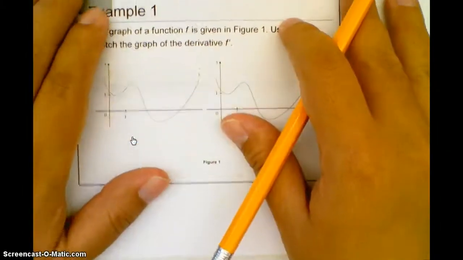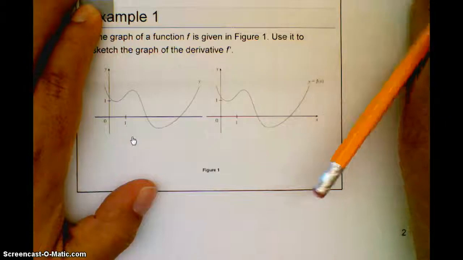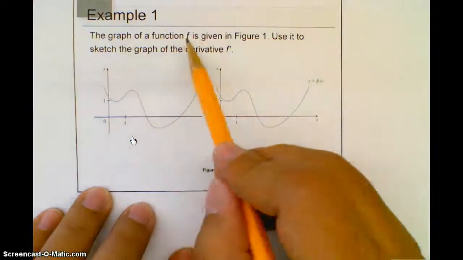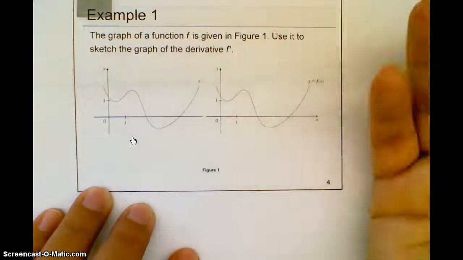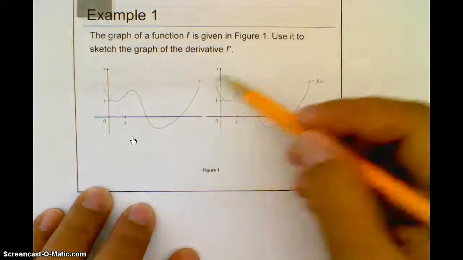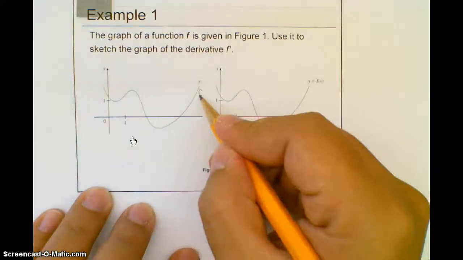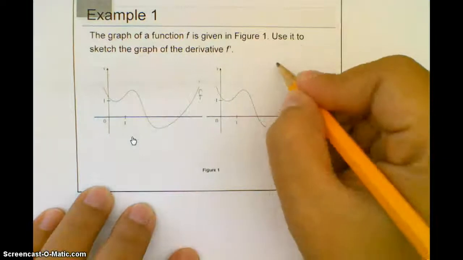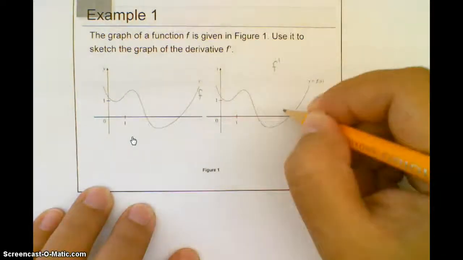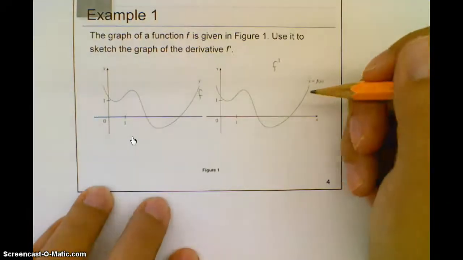So in example 1 here, this is a different exercise, but it works the same if I'm using my little car. The graph of function f is given in figure 1. Use it to sketch the graph of the derivative f prime. I just duplicated the graph so that you can compare. So this is f, and I'm going to do f prime here. I mean, it's obvious that it's the same graph, but with pencil I'm going to graph f prime.